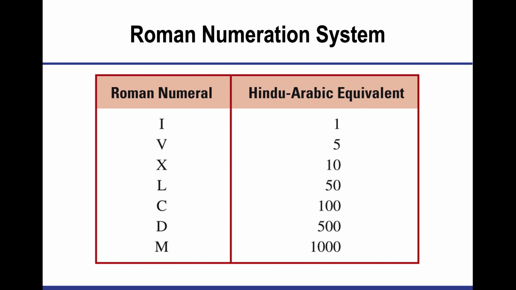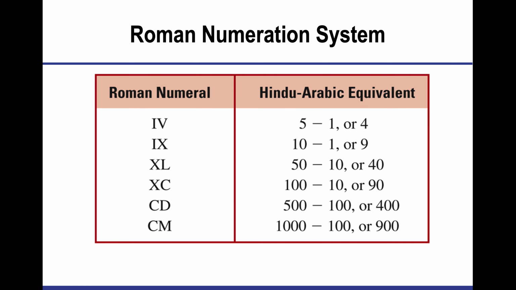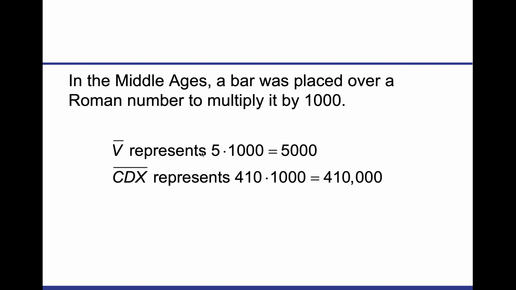Then I have my Roman numerals, which we're mostly aware of. If you may not be, you may want to take a moment to write this down. In the Middle Ages, they put a bar over a Roman numeral, and that would multiply it by 1,000. So we know that V is 5, but if I put a bar over the V, that's 5,000.